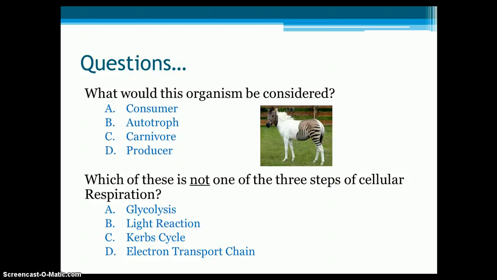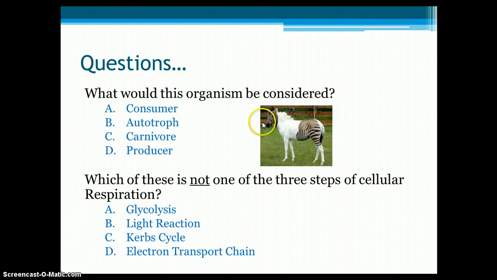The first one we have here is, what would this organism be considered? And we're talking about the way that it gains energy. Is it a consumer, autotroph, carnivore, or producer? Hopefully you know that it is a consumer.